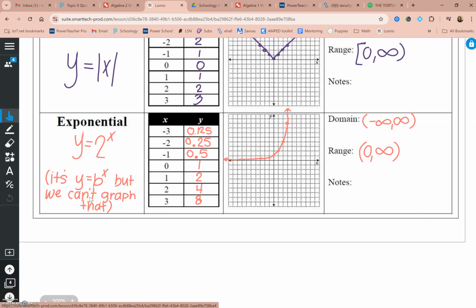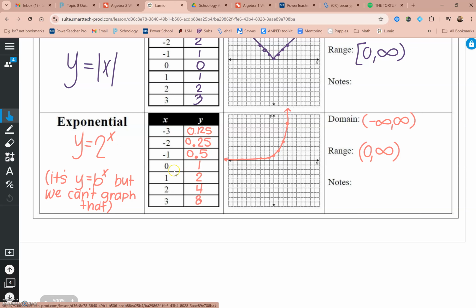Exponential. Remember, technically the parent function for exponential would be y equals b to the x. That gives us 3 variables. We don't know how to graph that. So what we do is we're going to graph y equals 2 to the x. If you're given y equals 2 to the x, you need to know it's exponential. Exponential means the exponent is x.